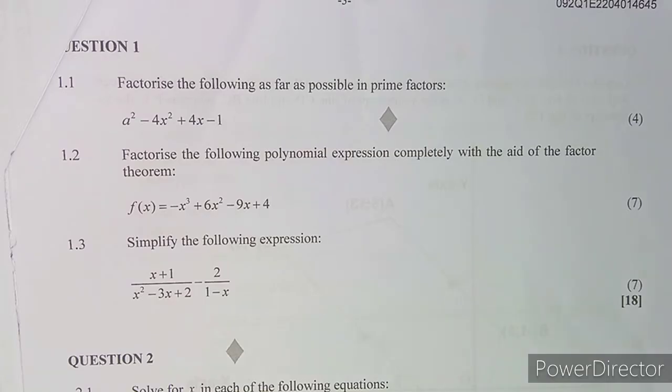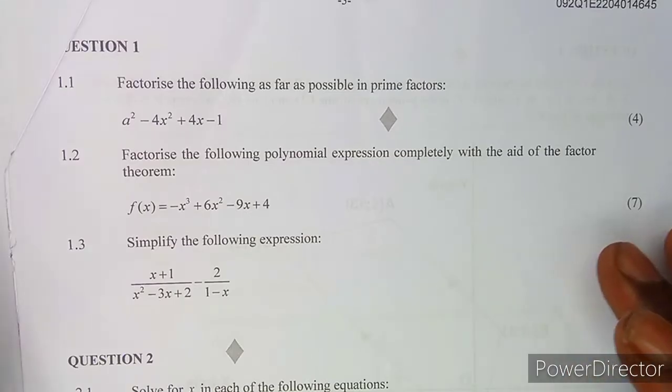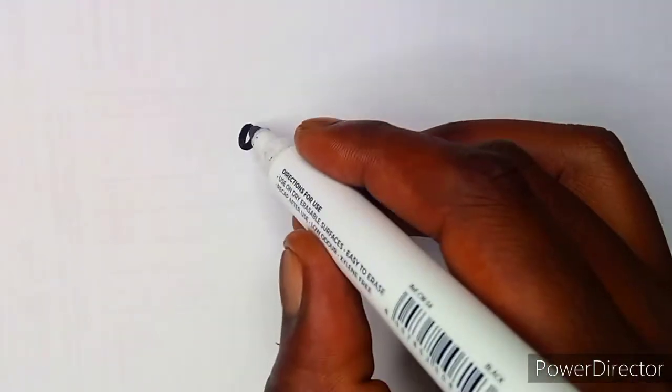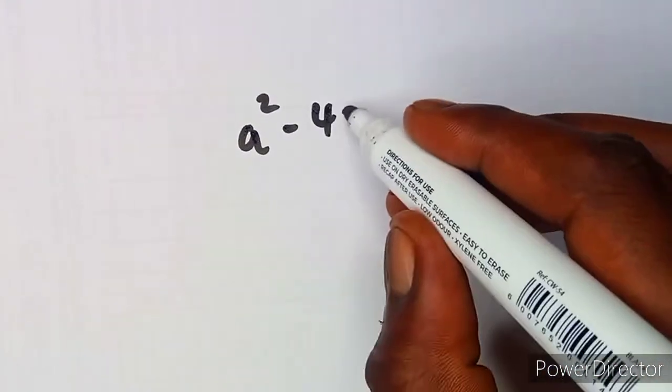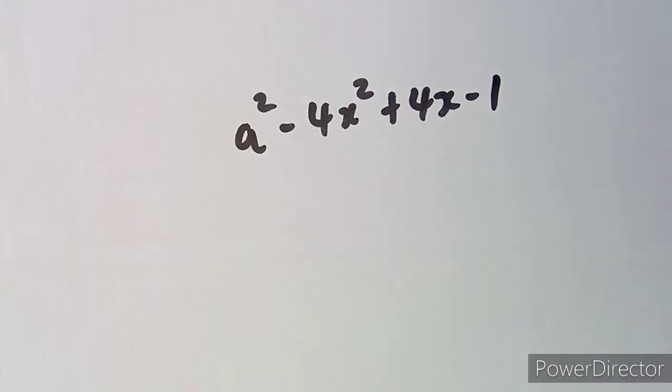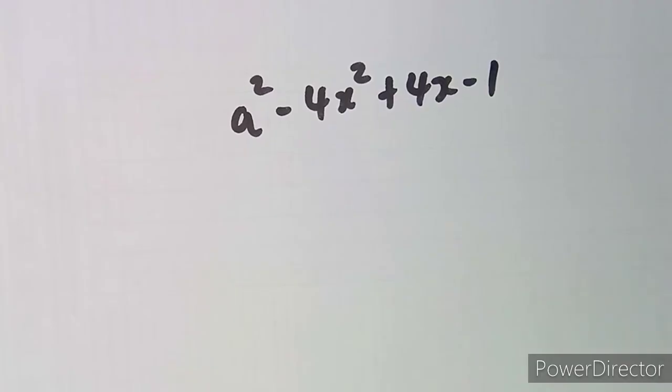Okay, so the first question that we had was to factorize the following as far as possible in prime factors. So we are asked to factorize this in prime factors. The given expression is a squared minus 4x squared plus 4x minus 1. This was the expression that we are given in order for us to factorize.